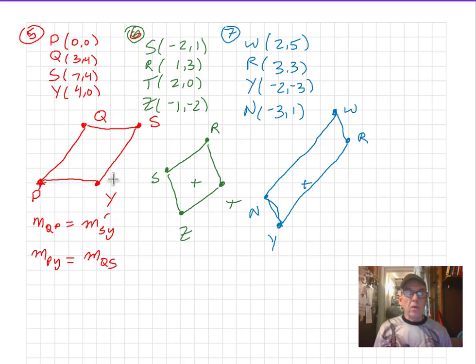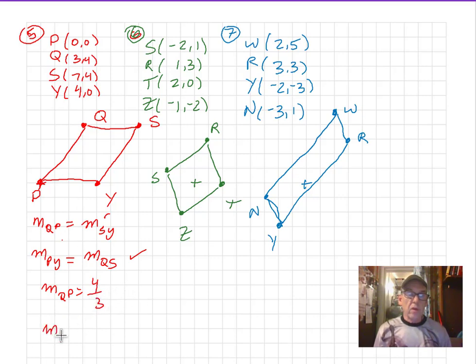So we can see that PY and QS are horizontal lines. They both have a slope of 0, so those are going to match, but we need to check QP and SY. So the slope, change in Y over change in X, from P to Q: 1, 2, 3, 4 for the change in Y. Change in X: 1, 2, 3. So 4/3 is the slope of QP.